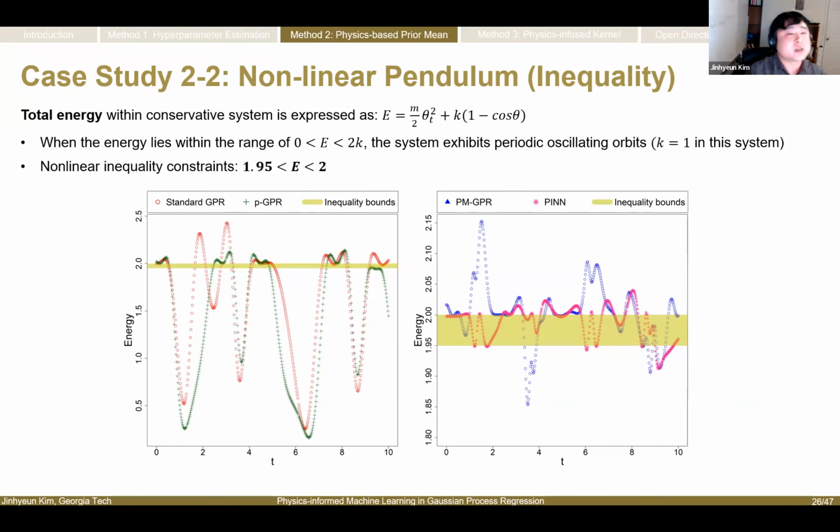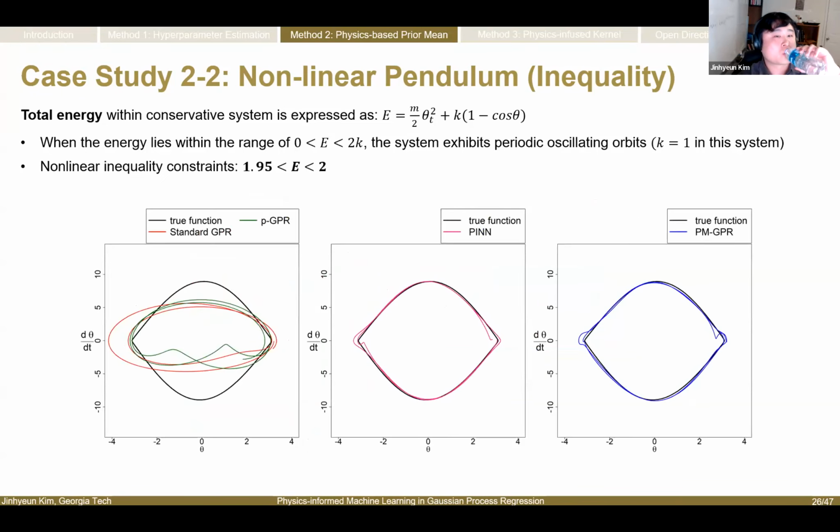The inequality bound is plotted as a yellow highlighted region. When you look at the scale of the left plot and the right plot, both PM GPR and PINN try to reduce the violation of the inequality constraint embedded in the model, and try to lie within the yellow highlighted region. As a result, this is a phase diagram which shows the oscillating orbits. Both PINN and PM GPR could approximate these oscillating orbits more accurately than the standard GPR or PGPR.